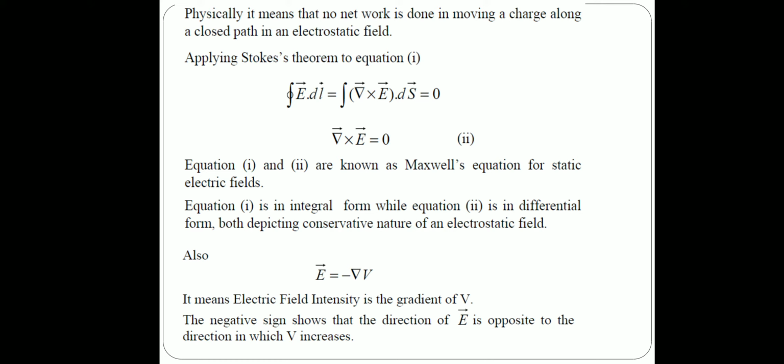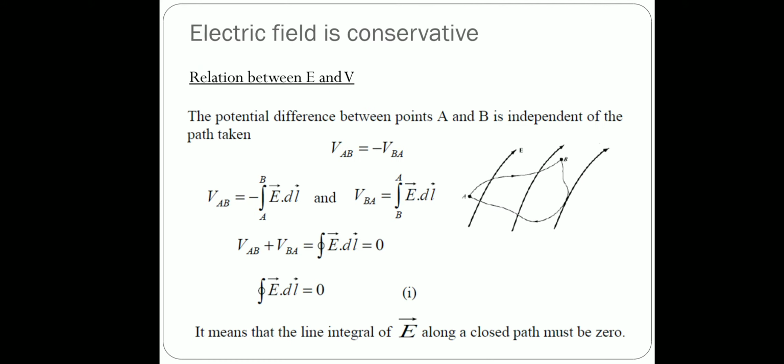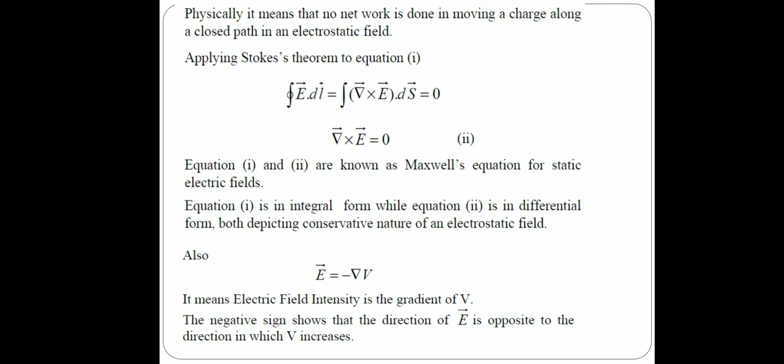So we can apply Stokes theorem to equation 1. According to Stokes theorem, the line integral of a vector along a closed path is equal to the surface integral of the curl of that vector. So we can write it as line integral of E dot dl equal to surface integral of curl of that vector, surface integral of del cross E dot ds. So that should be equal to 0 from the first equation, or we can say that del cross E equal to 0.